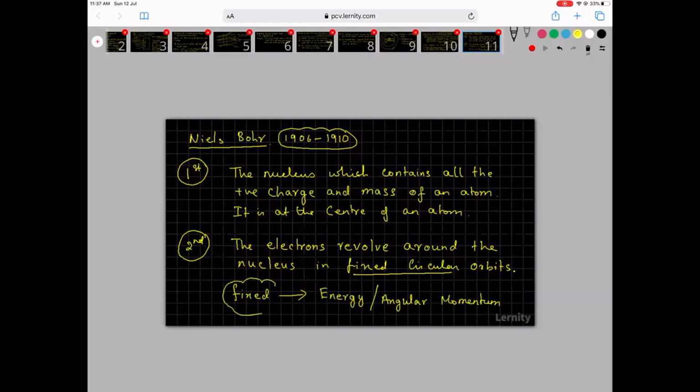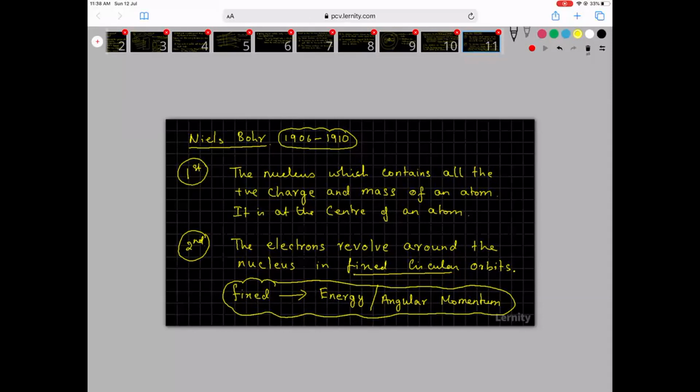Okay, so now they are fixed with respect to energy and angular momentum. The electrons revolve around the nucleus in fixed circular orbits. What do you mean by fixed circular orbits? They are fixed with respect to their energy and angular momentum.